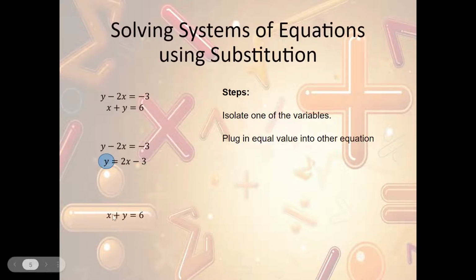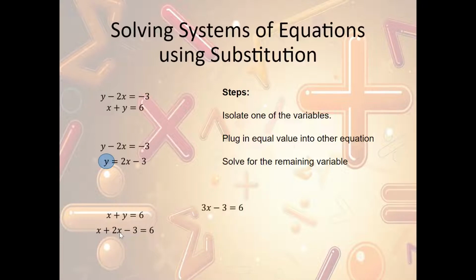So I have x plus y equals 6. But y is really equal to 2x minus 3, so I'm going to plug that in for y. Now it says x plus 2x minus 3 is equal to 6. Now I can go ahead and solve. I'm going to combine like terms. So x plus 2x is 3x. So I get 3x minus 3 is equal to 6.